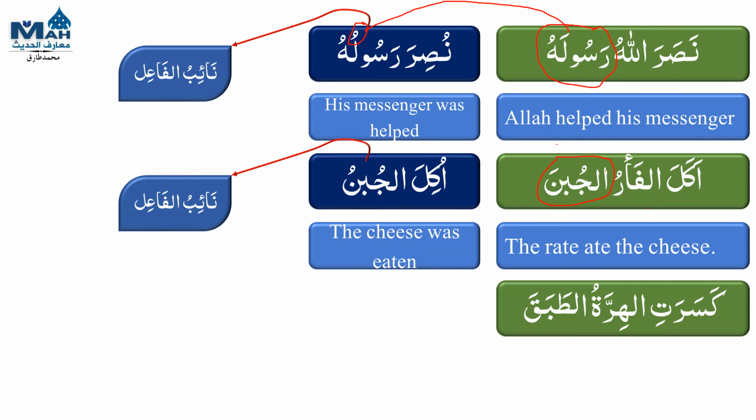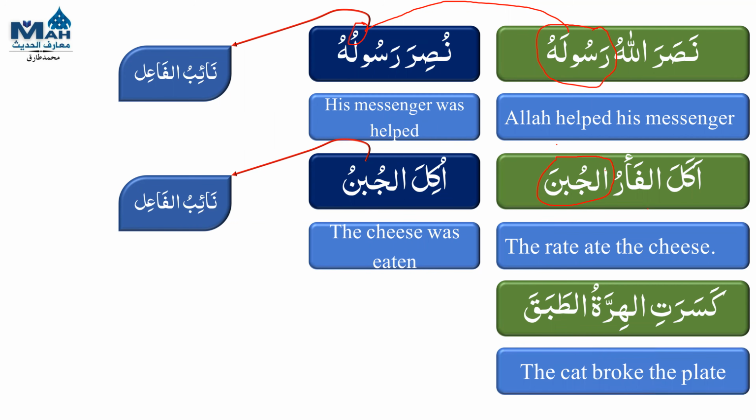Next sentence. Kasaratil hirratul tabaka. Kasara means to break. Hirratu means cat, kitten. The kitten broke the plate. Tabaka means plate. Past tense. So make it majhul. Okay, sir.